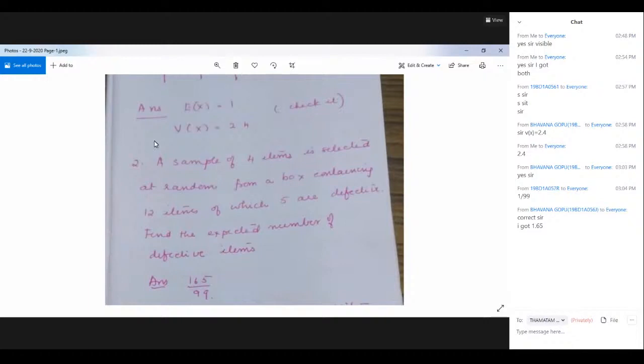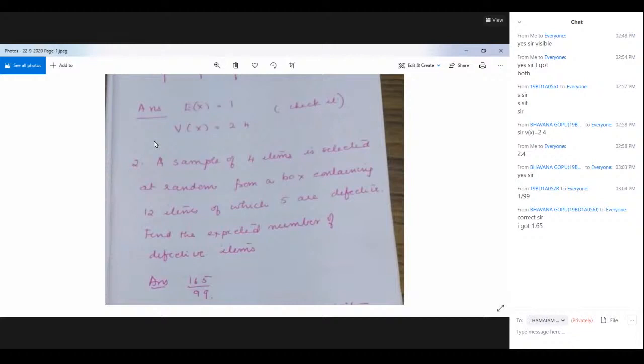In this problem, the random variable X is taking the values 0, 1, 2, 3, 4, a total of 5 values. All of you construct the table. In the first row, X takes the values 0, 1, 2, 3, 4, and we have to find the corresponding probability values. In the second row, write the probability of X equals small x.